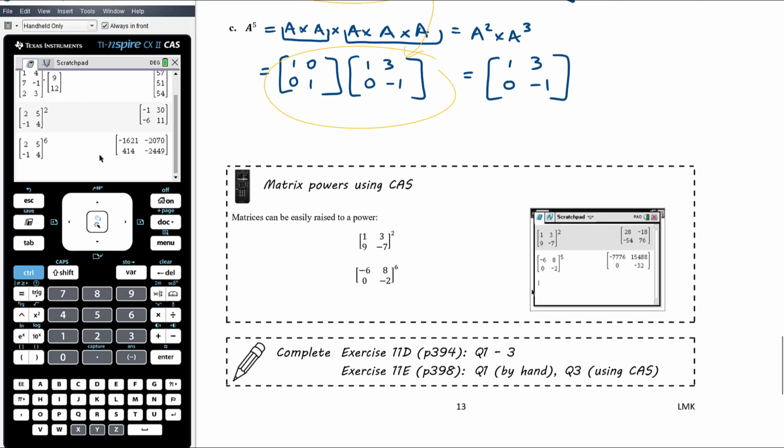Okay, work today is a mixture of questions from 11D and 11E. In 11E, I'd like you to make sure you do question 1 by hand, and in question 3, you can use your CAS, so you get a combination of practice with both.